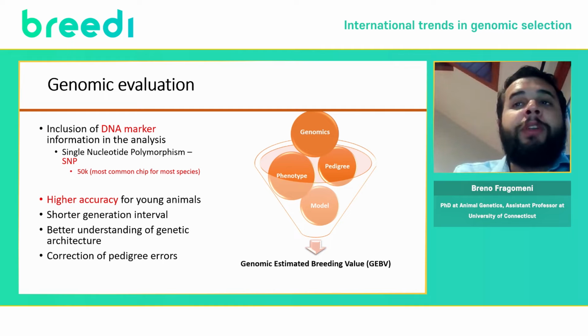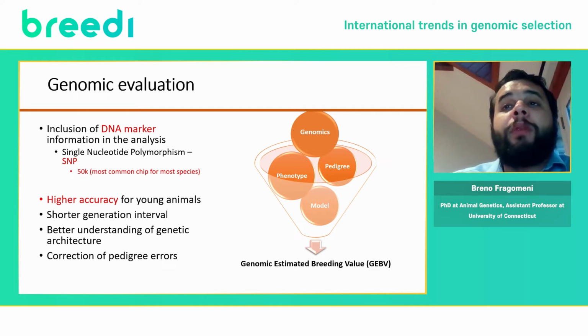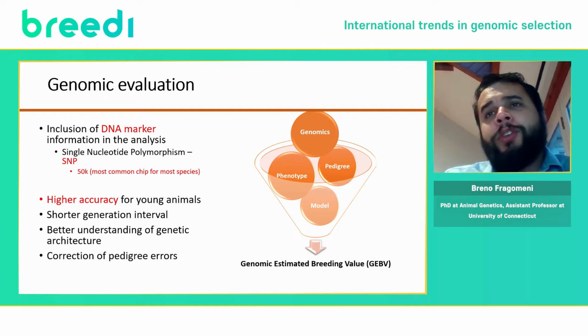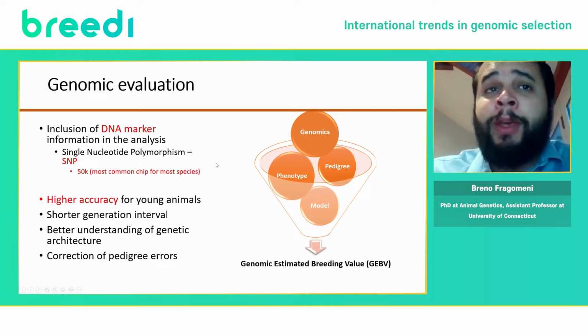So if for whatever reason there is missing pedigree information or a wrong pedigree information, genomic information can help us to identify where the error is and sometimes even fix it correctly. It also allows us to understand more about the genetic architecture of the trait, which for now is mostly important from the research standpoint, but hopefully soon we'll be able to include that information into actual genetic evaluations and genomic evaluations.